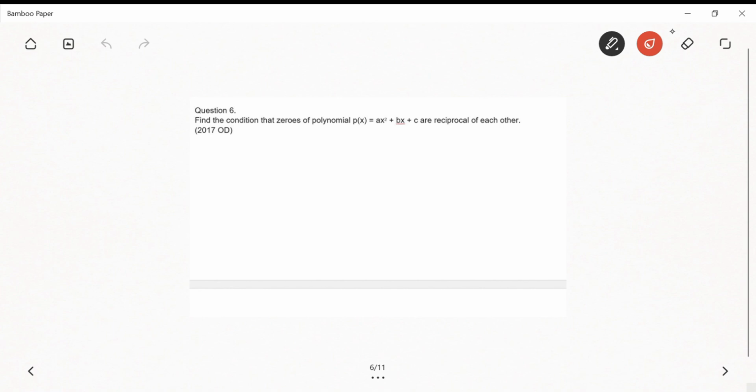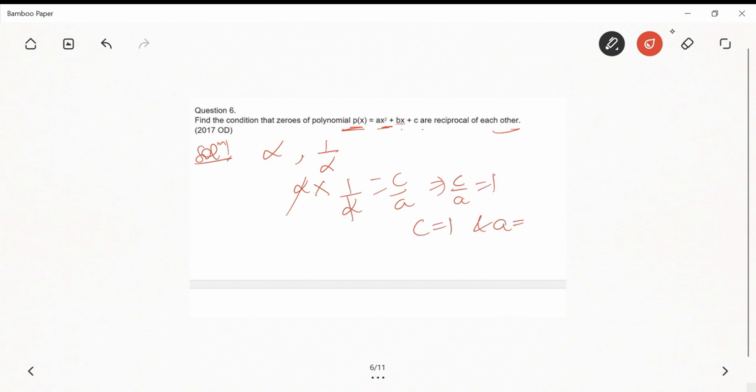Find the condition that the zeros of the polynomial ax square plus bx plus c are reciprocal of each other. Okay, now we have to find the condition. That means if one zero is alpha, then the other zero is 1 by alpha. Now the product of the zeros, alpha into 1 by alpha, should be equal to c by a. Correct? Alpha and alpha cancel out, so c by a is equal to 1. It means the value of c is 1 and the value of a is 1.